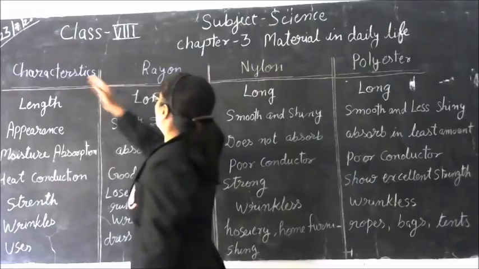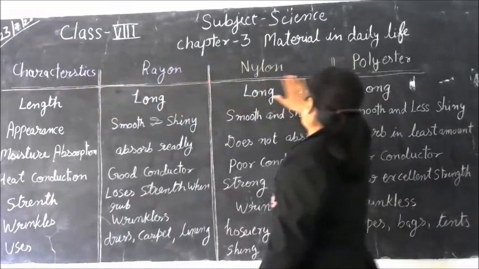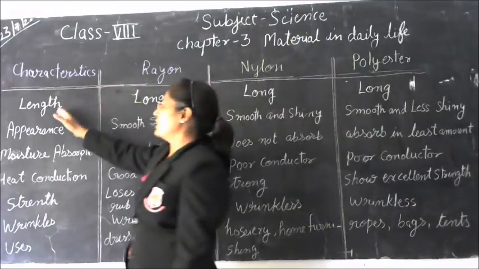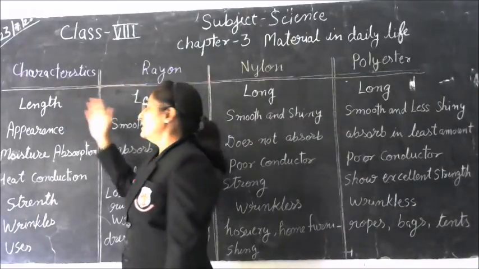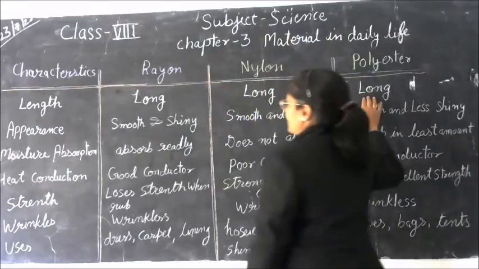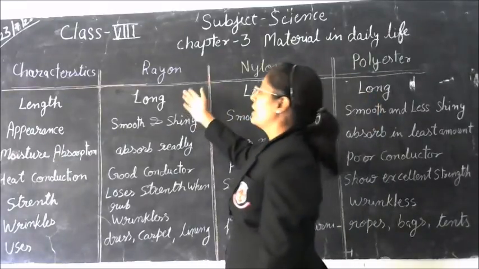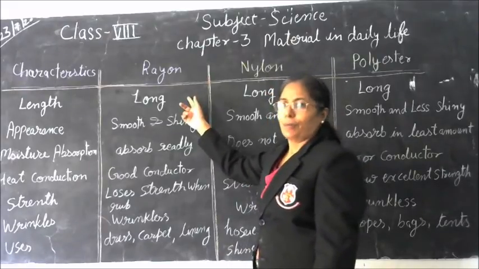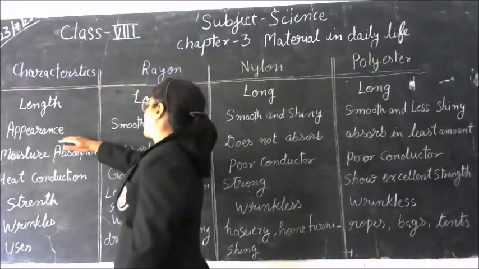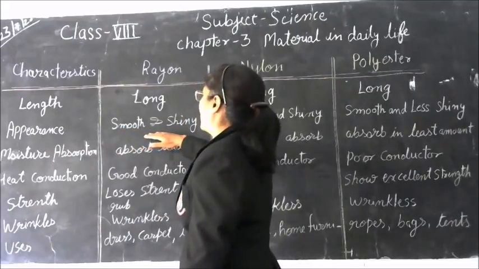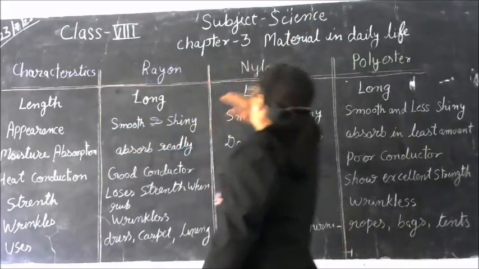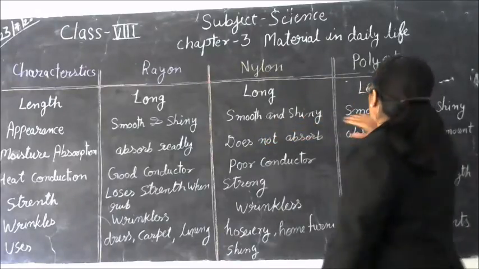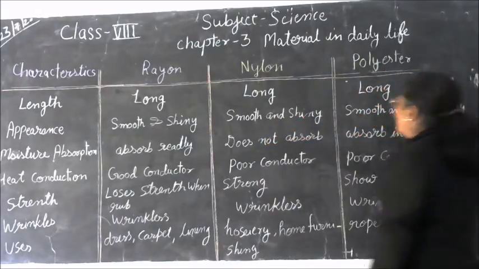First of all, we will compare rayon, nylon and polyester. First characteristic is length. They all are long fibers. Rayon is also long and they give very good strength to a fabric. Appearance. They are smooth and shiny. Nylons are also smooth and shiny. But polyester are smooth but less shiny.